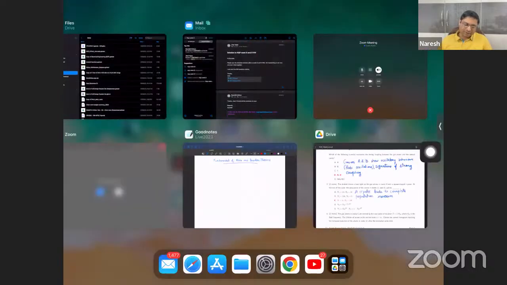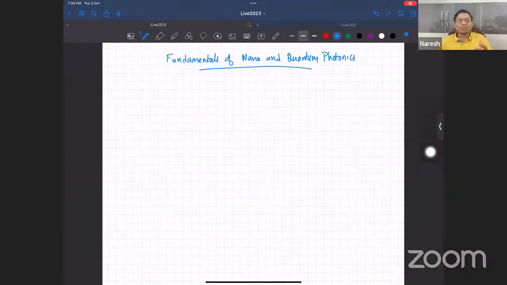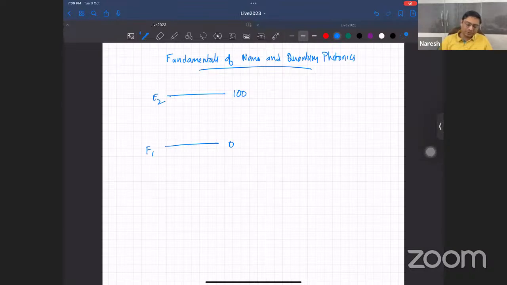Here, what is Rabi oscillation? Generally, if you take initially a number of atoms, 100 here, and initially 0 atoms in the lower state, what do you expect? You expect that the atoms in the excited state will de-excite by emitting a photon. If this energy is E1 and this energy is E2, they will emit a photon of energy E2 minus E1 and then come down, correct? This is the idea.